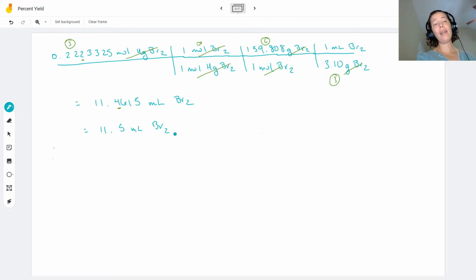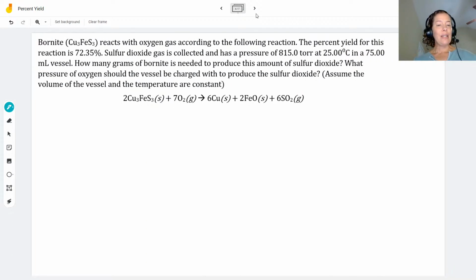Okay, I've got one more problem here for percent yield. This is going to be our most challenging problem. So let's read it first. It's kind of a long problem. I think I'm probably going to need an extra page again. Okay. Boronite, Cu3FeS3 reacts with oxygen gas according to the following reaction, and they gave us this kind of monstrosity right here.